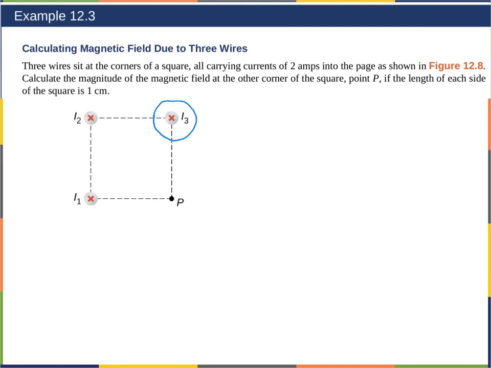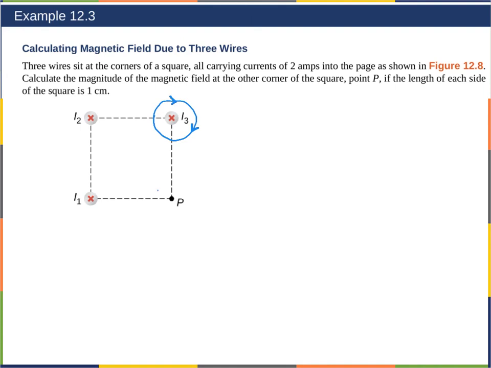Now, the first thing we have to know is the magnetic field makes a circle around that wire, and the direction of it is either going to be clockwise or counterclockwise. I'm going to have to use the right-hand rule, where I stick my thumb in the direction of the current. So I'm sticking my thumb into the page, and then the way that my fingers curl around my thumb is the way the magnetic field curls around the current. And so we see that for this wire it's going clockwise.